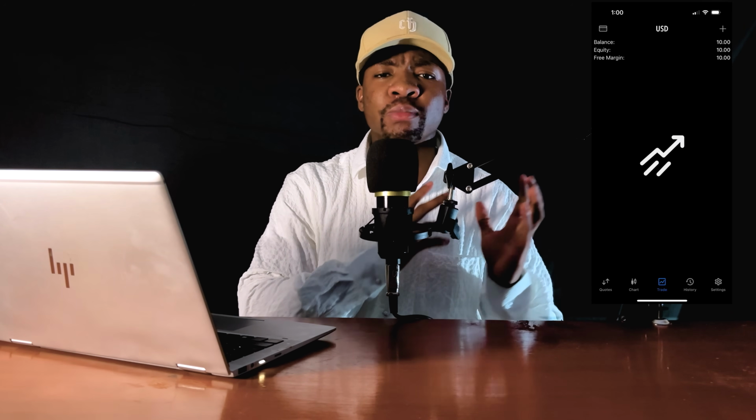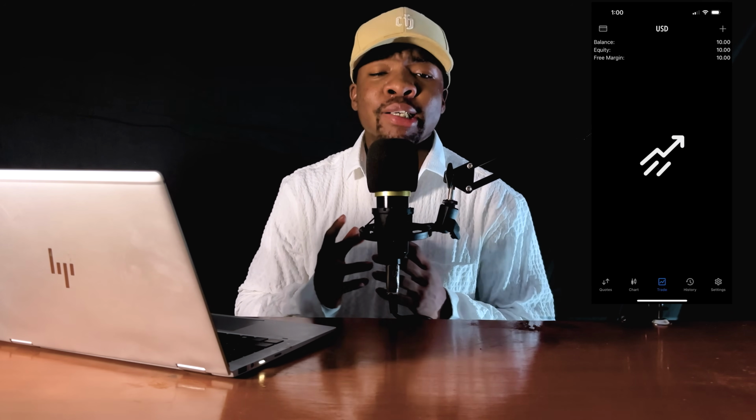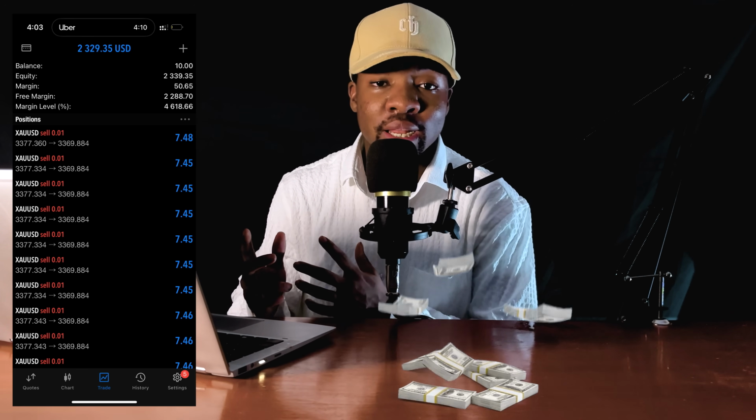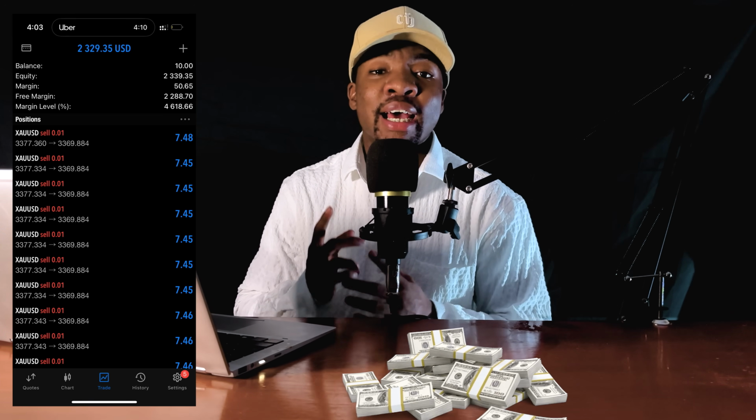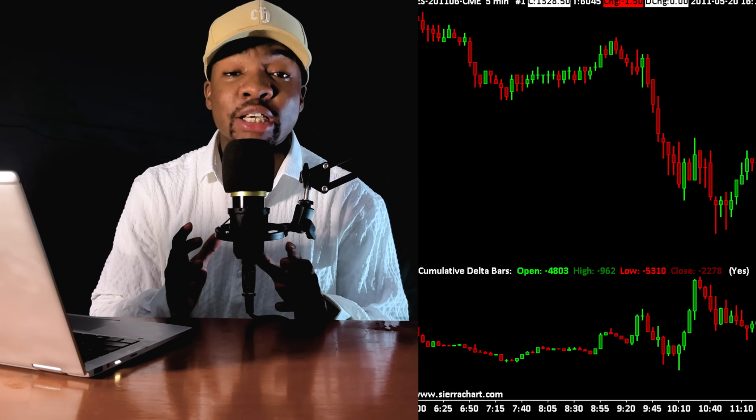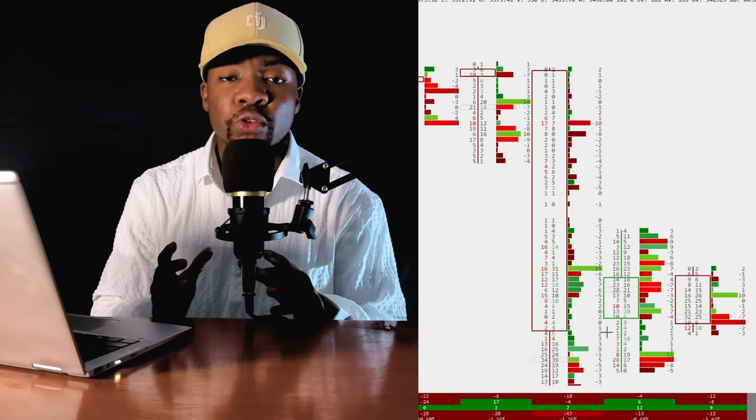What if I told you that I took a $10 account, this right here, from $10, the price of a burger, to over $2,000 in one single trade and within just a few minutes, using nothing but the cumulative delta bars volume and the footprint chart.